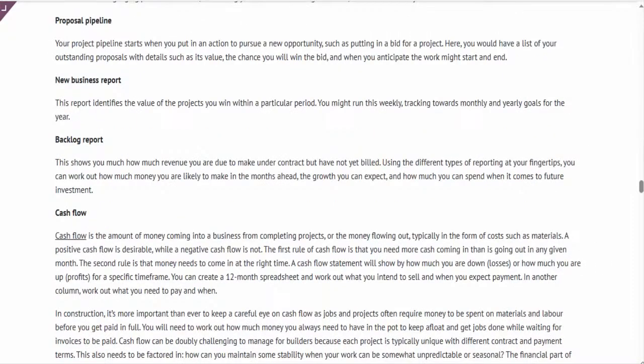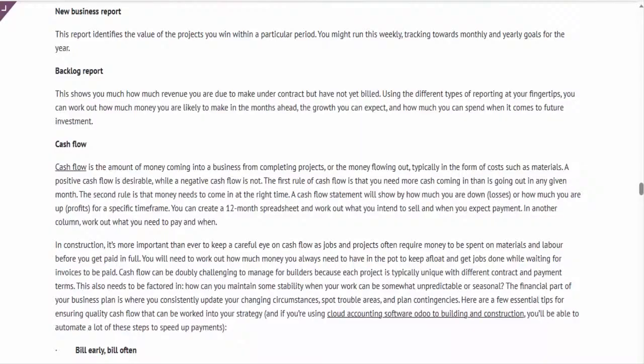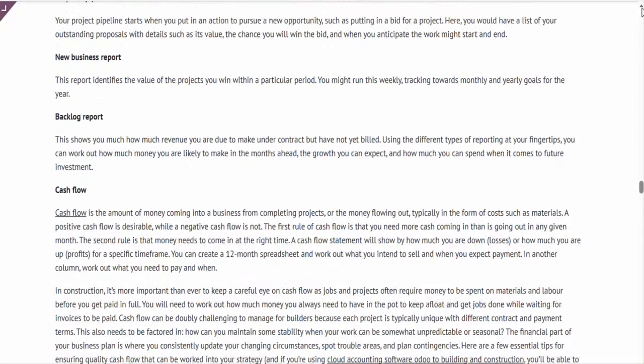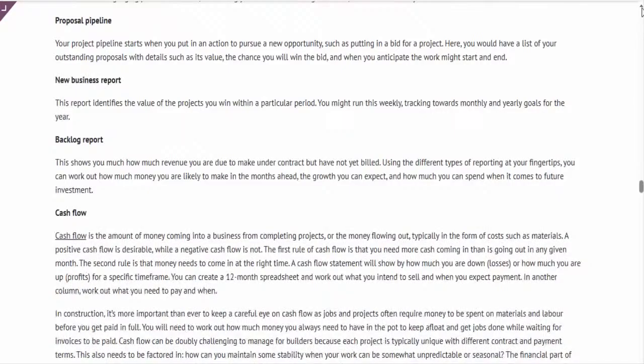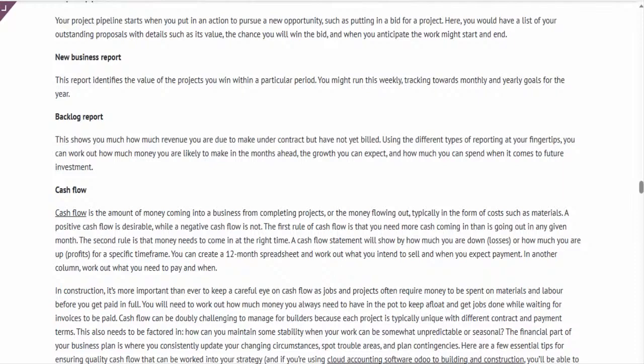Proposal pipeline. Your project pipeline starts when you put in an action to pursue a new opportunity, such as putting in a bid for a project. Here, you would have a list of your outstanding proposals with details such as its value, the chance you will win the bid, and when you anticipate the work might start and end. New business report. This report identifies the value of the projects you win within a particular period. You might run this weekly, tracking towards monthly and yearly goals for the year.